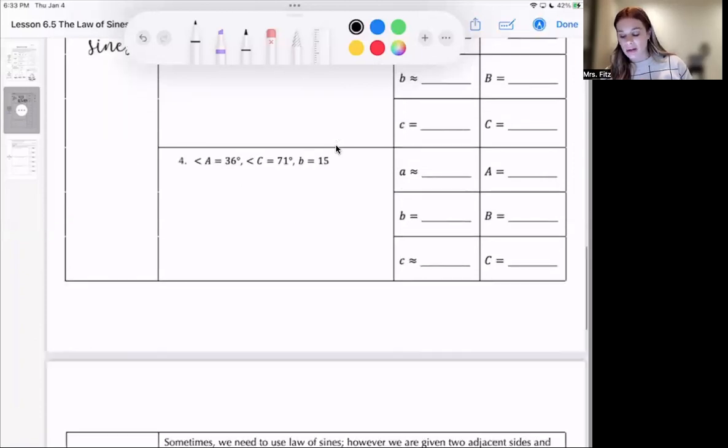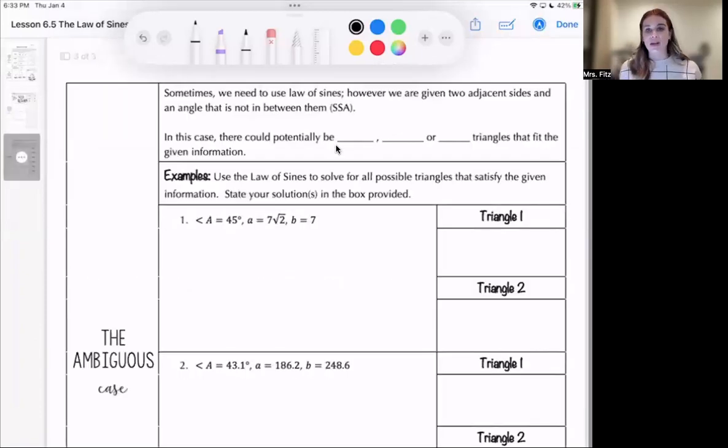Okay, so let's go ahead and move on to some problems involving an ambiguous case. This is SSA, when you're given 2 sides and an angle, where the angle is not in between the 2 sides, which does cause a little bit of a problem. And I'll show you why very shortly. So in this case, like I've mentioned before, there could potentially be 1, 2, or 0 triangles that fit the given information.